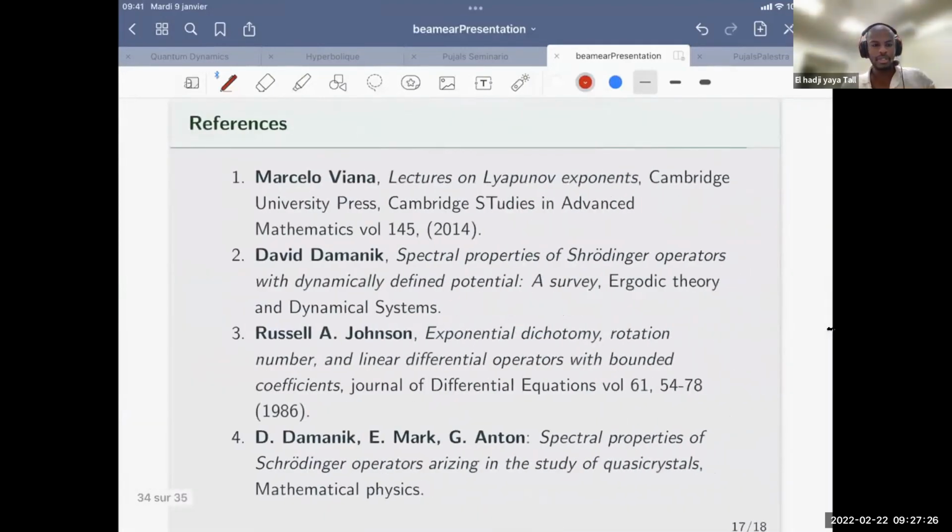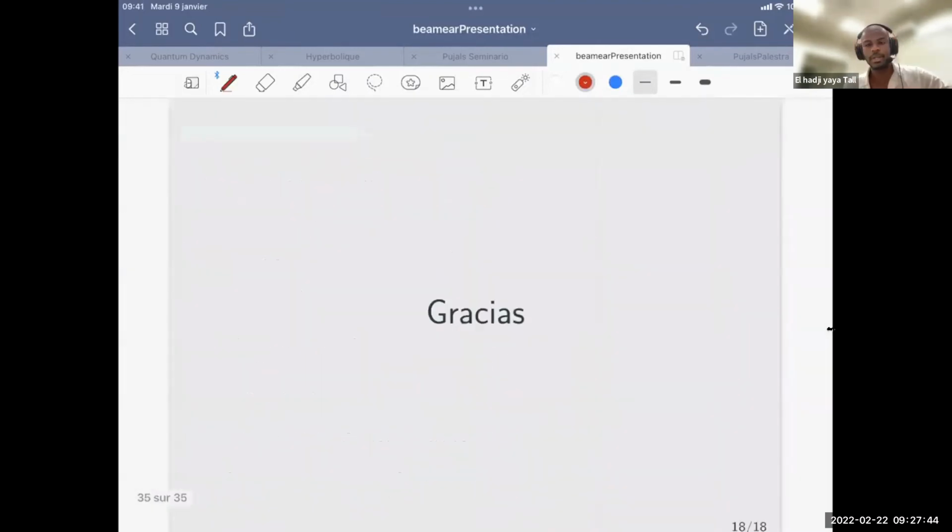There are some references here. This is a very nice reference if you are interested in the subject, by David Damanik. And for linear cocycles, the book by Marcelo is good. And there are some others, if you want to check the proof. So, gracias.